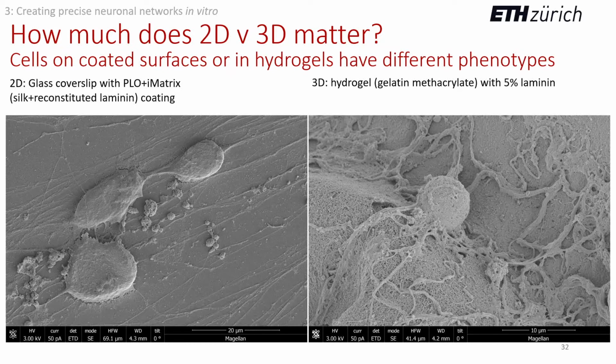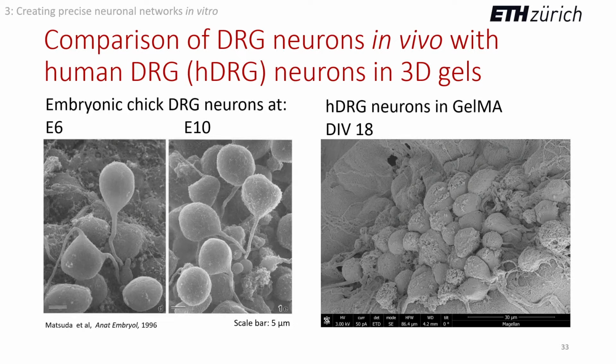But in this case, the big question is how do they look in vivo? So from this study in 1996, they took the chick DRG neurons from an embryo, and you can see that the cells in vivo really do have this round phenotype. So in the goal of a platform that's a little bit more physiologically mimicked, the hydrogel is helpful for that.